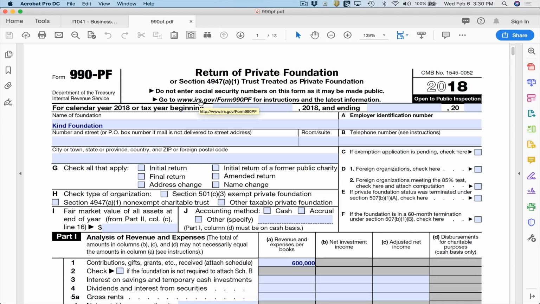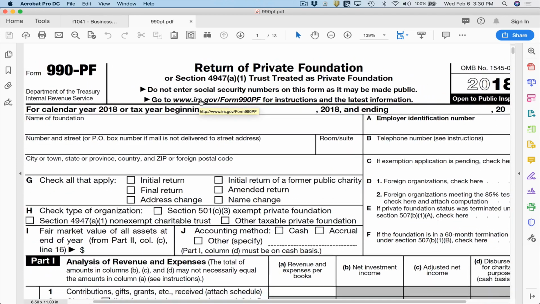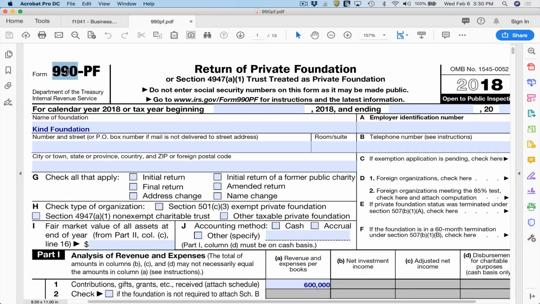And here's an example of a 990-PF form. All 501(c)(3) tax-exempt organizations file a 990 form, but private foundations file a 990-PF form. PF stands for private foundation. And so these are essentially trusts treated as foundations, private foundations. What does that mean? That just means that you as a trustee can actually sit as the trustee of the foundation, and you have complete control over all of the assets of that trust. As trustee, you control the purse strings, all right?